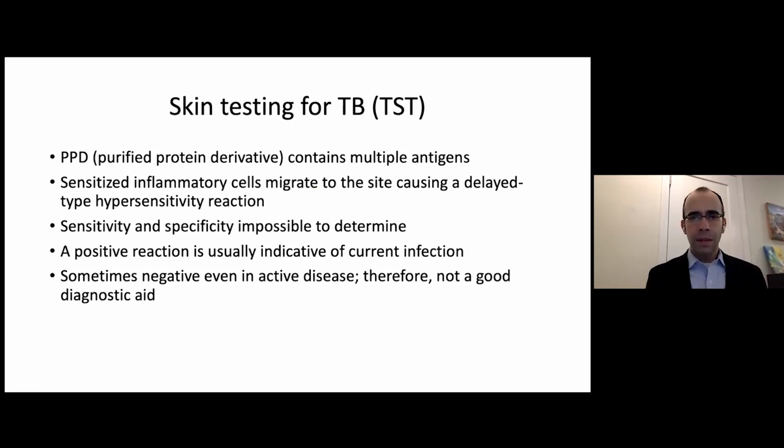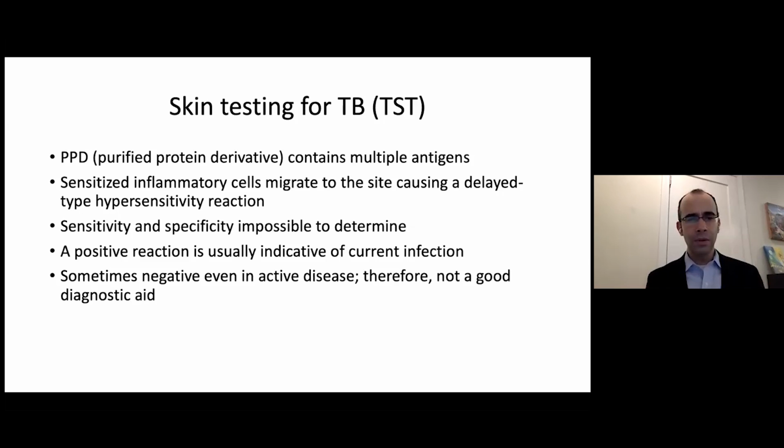So to move on about diagnosis for latent TB infection, so skin testing or TST, tuberculin skin testing, is really what we've had the longest. This is done with a purified protein derivative, or PPD, solution that contains multiple antigens, and it's injected intradermally, usually in the forearm. The thought behind this test is that inflammatory cells that are sensitized already to TB will migrate to the site and they'll cause the delayed type hypersensitivity reaction, or a type 4 reaction. And that's why we read the TST after 48 to 72 hours to see if there's a zone of induration.